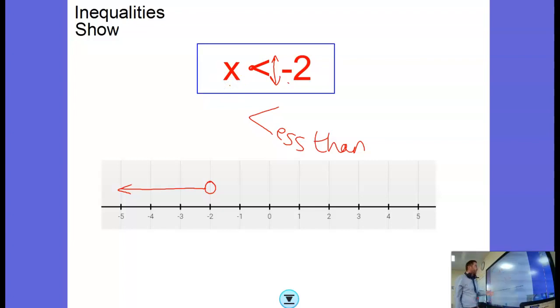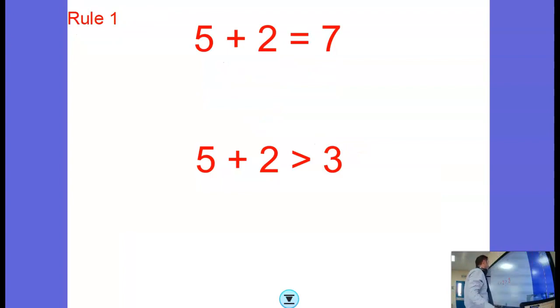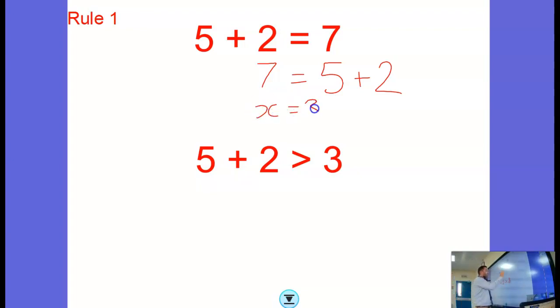Now, there's a few rules when it comes to solving inequalities that we need to be aware of. We know that 5 plus 2 equals 7. We also know that 7 equals 5 plus 2. I can swap those things over, doesn't matter. If x equals 3, I can say 3 equals x. Makes no difference. They are telling me the two things are equal. So swap around, doesn't matter.